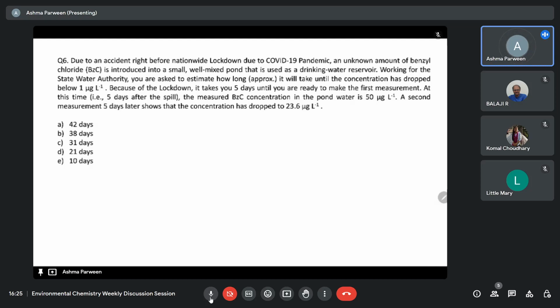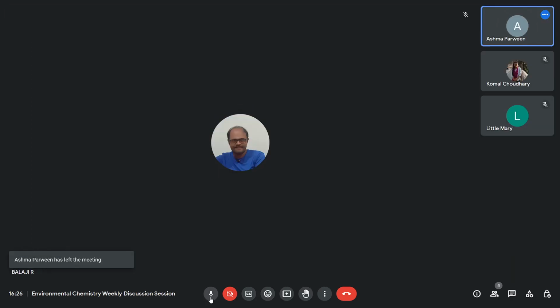Let's see how to solve this question, because till now I have not got any answer. We have been given that there is a spill, but the initial concentration of the compound benzyl chloride is not given. We have been given the concentration after 5 days and 10 days of the spill, and we are asked to find out the time.